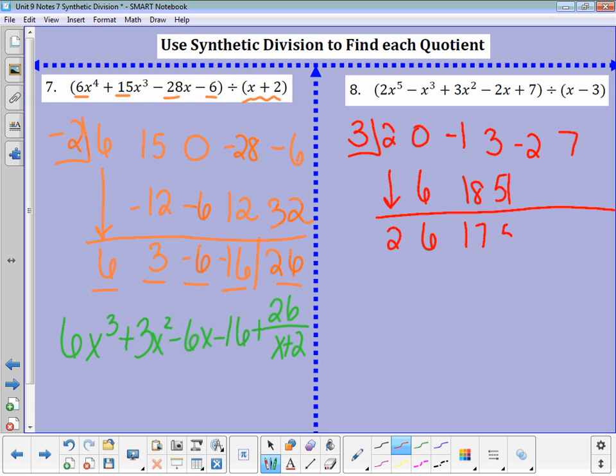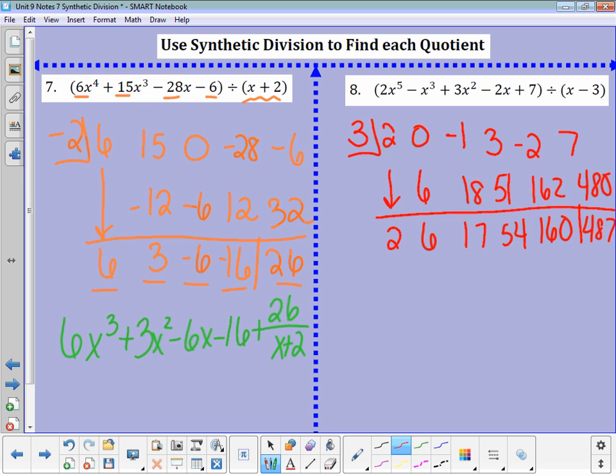51 plus 3 is going to give me 54. I'm going to take 54 times 3. That's going to give me 162. Plus a negative 2 is 160. 160 times 3 is going to give me 480. 480 plus 7 is 487. So now, again, that last term we're boxing off because that's going to be our remainder.